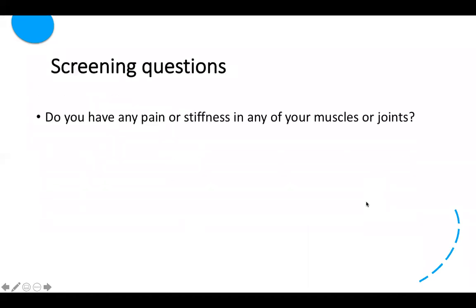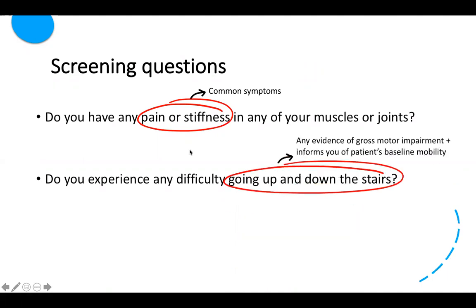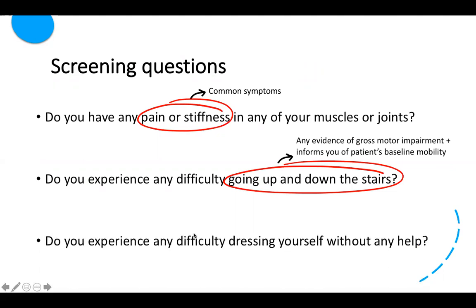So first, any pain or stiffness in your muscles and joints. The reason for asking that is because pain and stiffness is such a common symptom. Then you want to ask, do they experience any difficulty going up and down the stairs? The reason we ask about stairs is, one, we want to see if there's any evidence of a gross motor impairment, and two, it informs you about the patient's baseline mobility. The third thing you want to ask is, do you have any difficulty dressing yourself without any help? The reason for asking this is you want to see if there's any evidence of fine motor impairment.